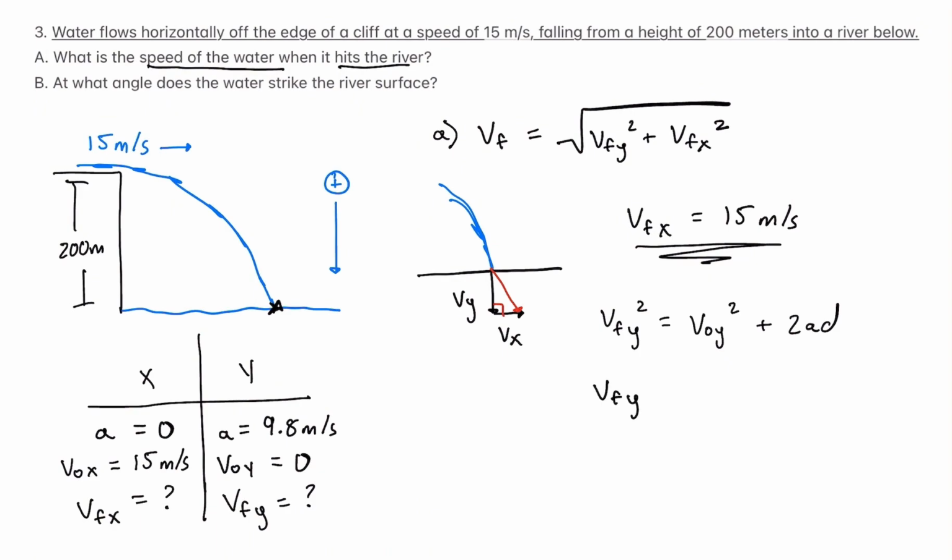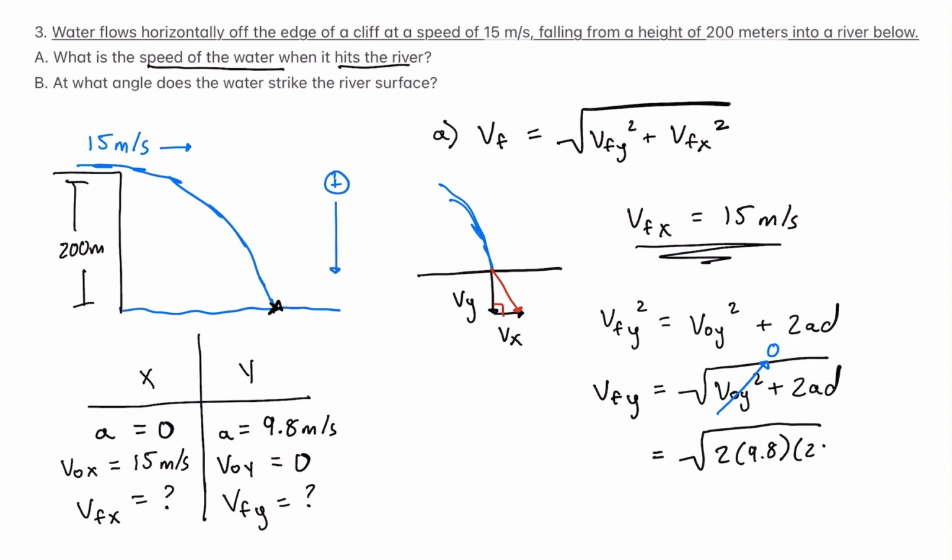If we take the square root of both sides, we get VFY equals the square root of V0y squared plus 2AD. And now it's a matter of plugging in. We can say V0y is 0 because there's only direction in the x component when the water starts to fly off the cliff. So this is equal to the square root of 2 times 9.8 times 200, which when we put into our calculator is equal to 62.61 meters per second.